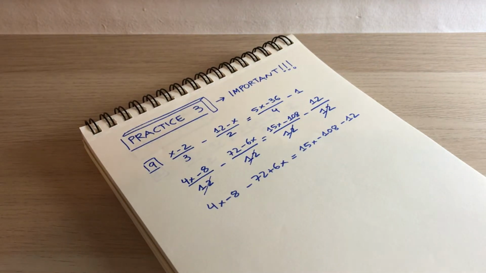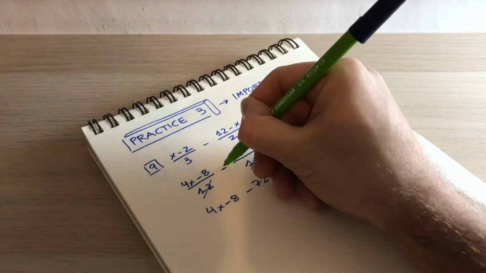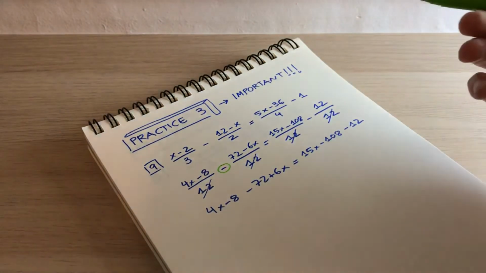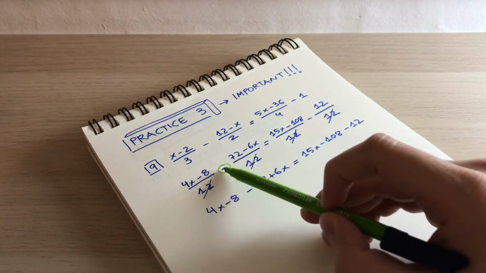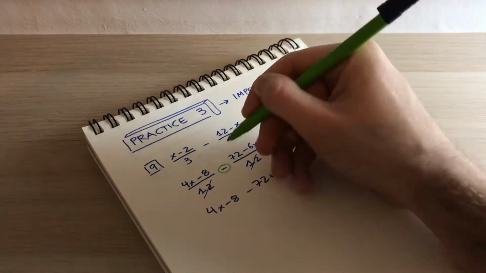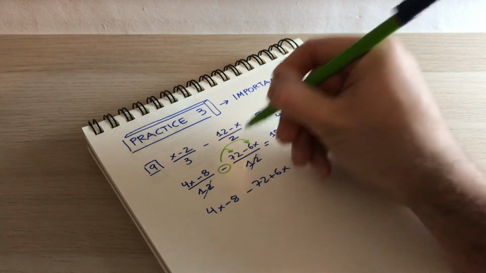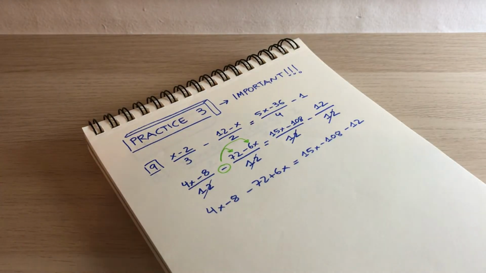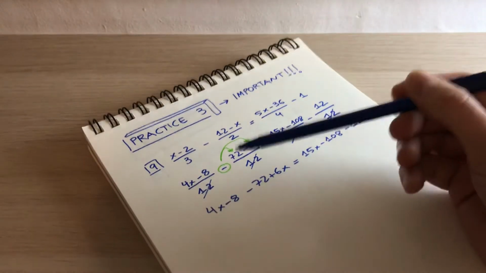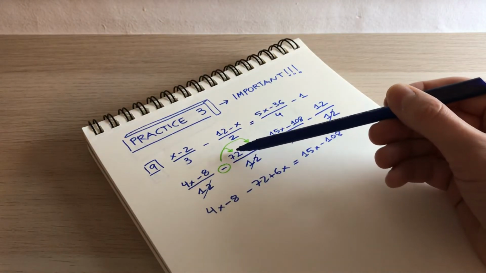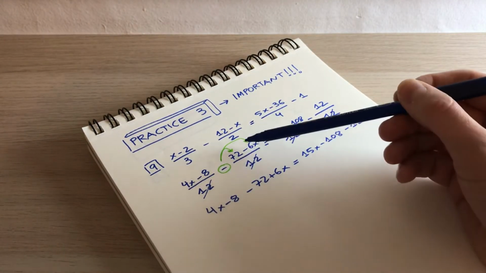Here I wanted to speak about this because it's really important, and this is the typical mistake that you can make, but we are going to avoid it. As you can see, we have a fraction and we have this negative number, and this negative number is for the first term and also for the second one. This is like having a bracket. So this minus is for the first term, and also for the second one.